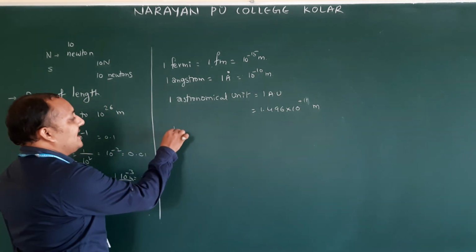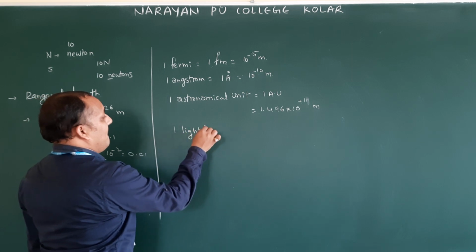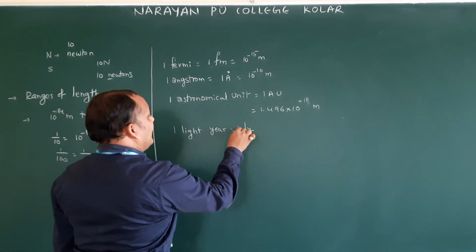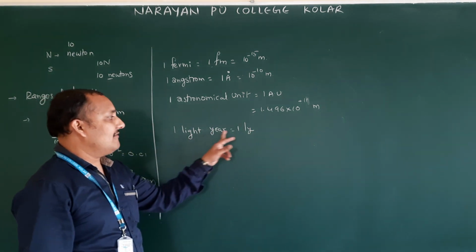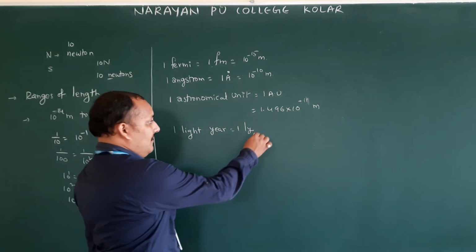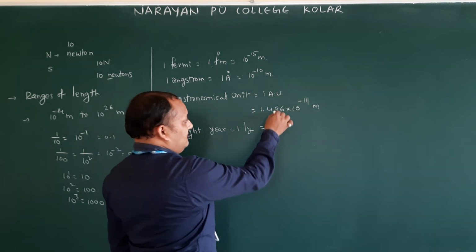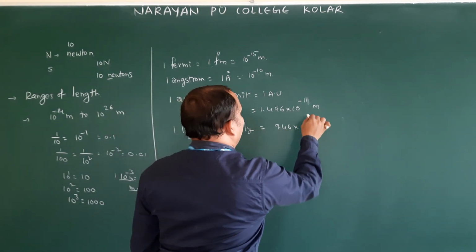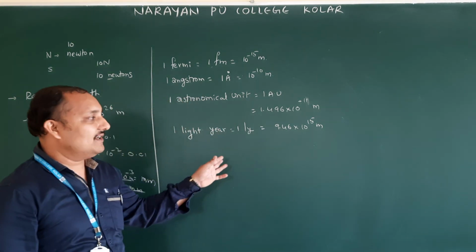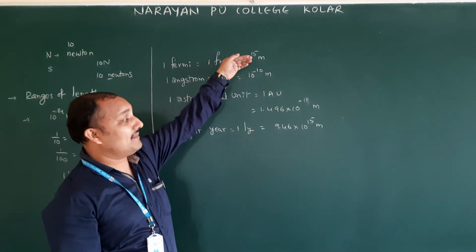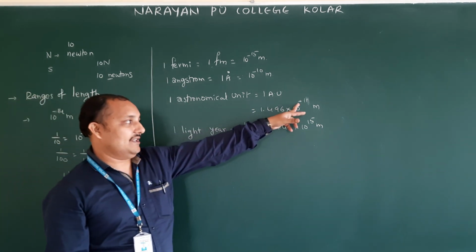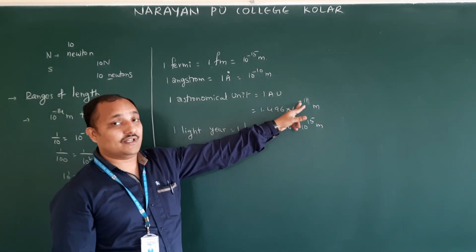Next one, 1 light year, 1 LY. L refers to light, Y refers to year. So what is a light year? It is 9.46 into 10 power 15 meters. All these are bigger values, therefore you will get plus. How to remember minus and plus, I will say at the end. Large values mean positive you will be getting. Otherwise you will get confused.